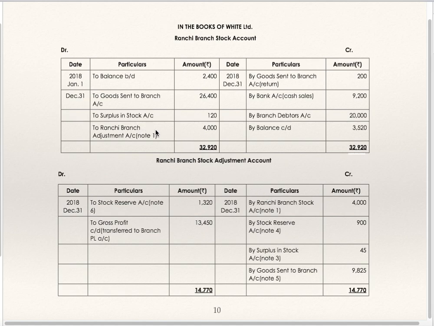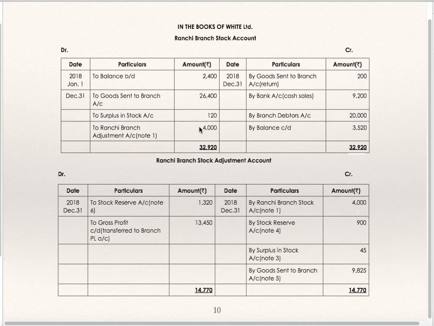Now to Ranchi branch adjustment 4,000 and Ranchi branch stock adjustment account credit 4,000. This is nothing but excess of list price over invoice price. Credit sales 20,000, this is at list price. If you convert it to invoice price, it will be 20,000 divided by 200 into 160, 16,000. So 4,000 is excess over invoice price.